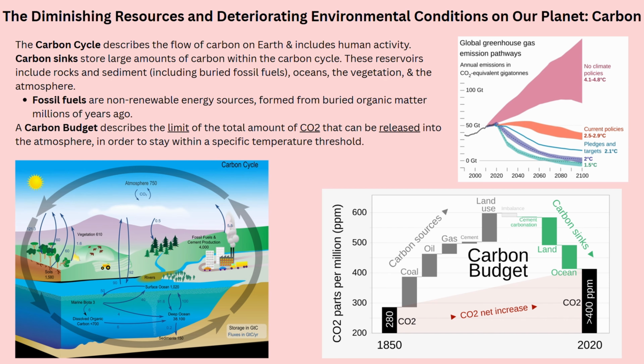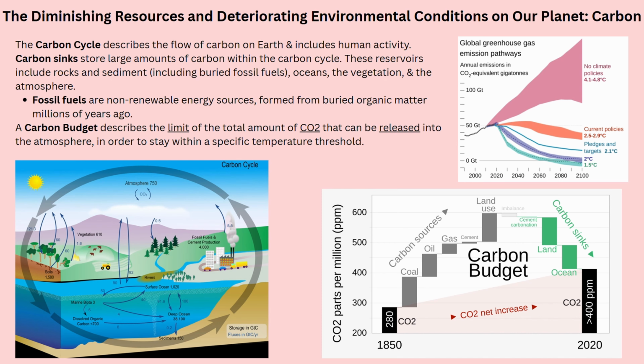Global governments have been aware of the effect humans have on the carbon cycle. Scientists have come together to form what is known as a carbon budget, which describes a limit of the total amount of CO2 that can be released into the atmosphere in order to stay within a specific temperature range or threshold. This helps make better environmental policies internationally. Put simply, a carbon budget is similar to a financial budget, where Earth has only so much carbon it can spend or release before it goes into debt. In this case, debt is much more complex than just a number.